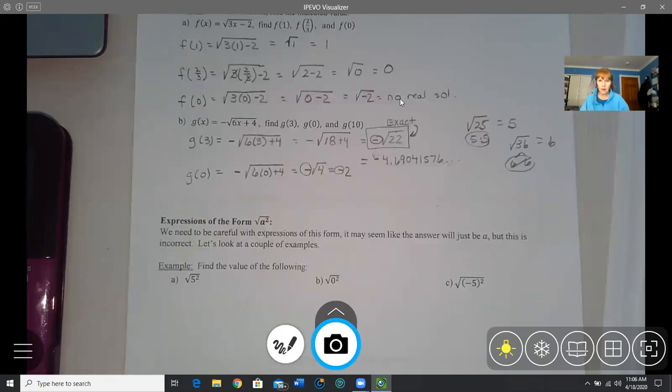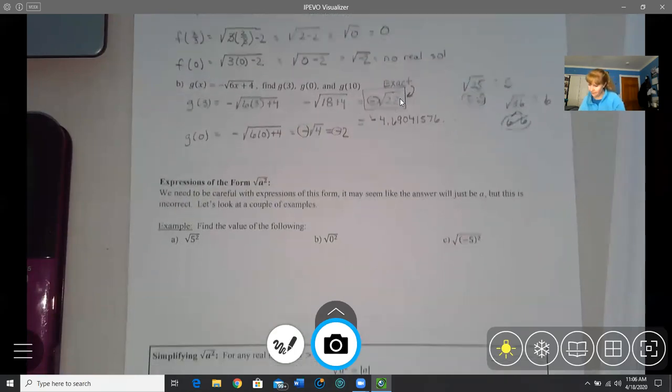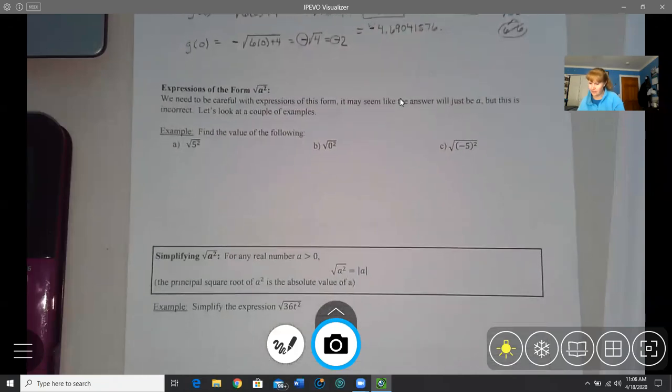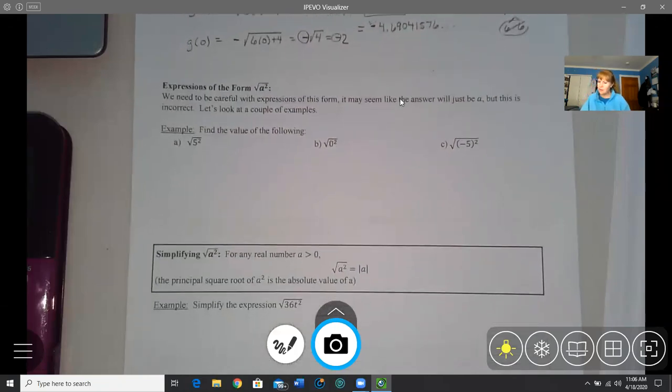All right, let's go ahead and look at some other types here. We've got expressions of the form the square root of a squared. We need to be careful with expressions of this form. It may seem like the answer will just be a, but this is incorrect. So we're going to look at a couple of examples.